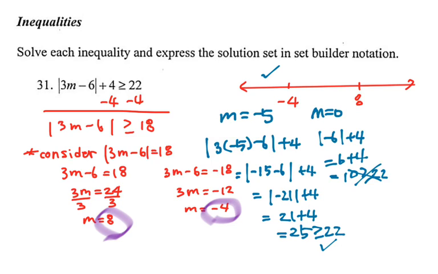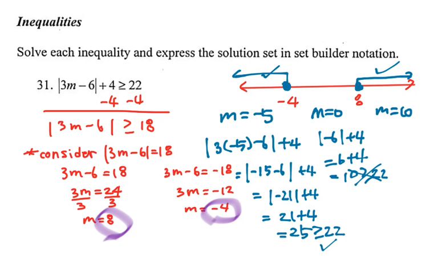Now, for the last section, if you pick a number that's greater than 8, such as m equal to 10, after you calculate, you will realize that it works as well. So therefore, on a number line, we know that our answer will be greater than or equal to 8, because of the inequality sign, or less than or equal to negative 4. So we have two pieces.